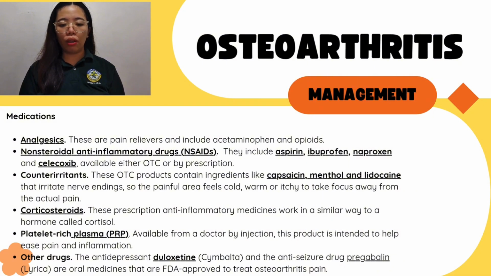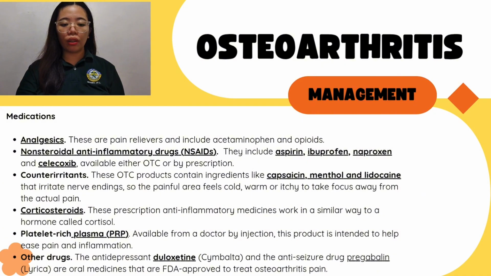Most medications used to ease osteoarthritis pain are taken by mouth, which include the following: analgesics. These are pain relievers and include acetaminophen and opioids. Acetaminophen is available over the counter or OTC, and opioids must be prescribed by a doctor. Non-steroidal anti-inflammatory drugs or NSAIDs include aspirin, ibuprofen, naproxen, and celecoxib, available either over the counter or by prescription. These drugs are the most commonly used to ease inflammation and pain.